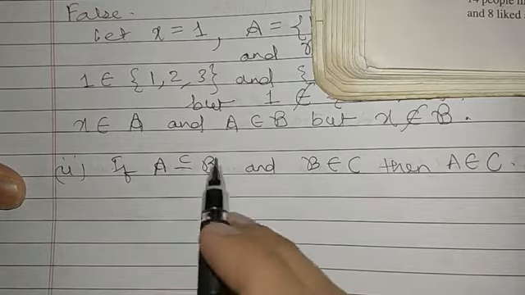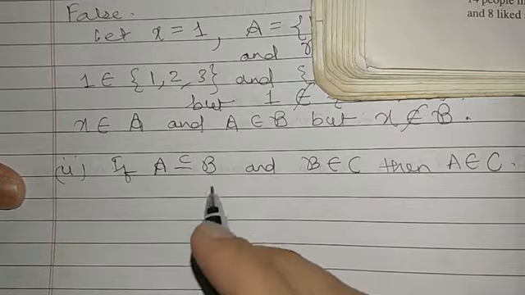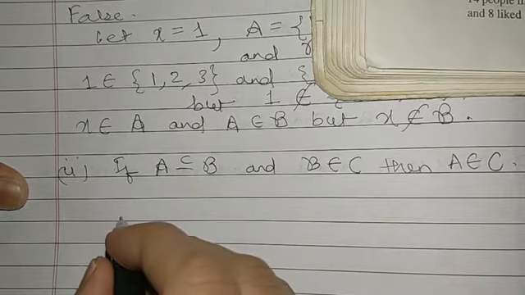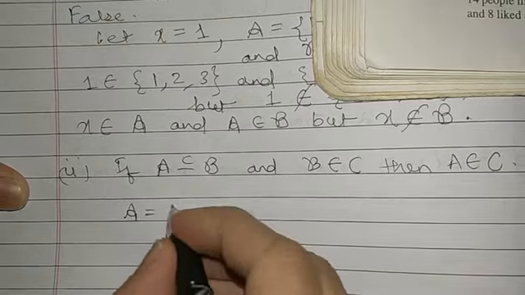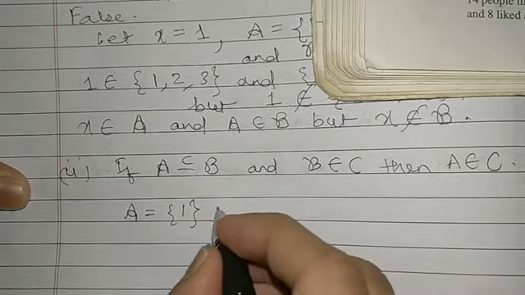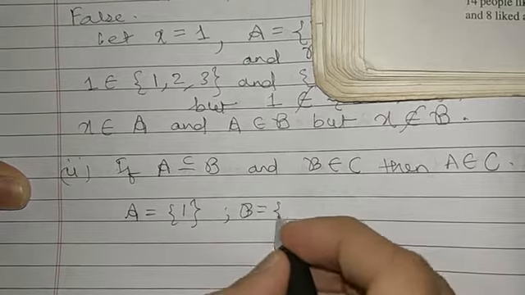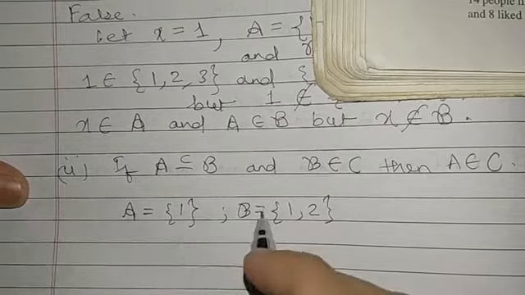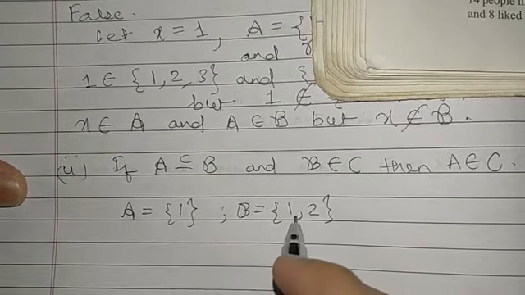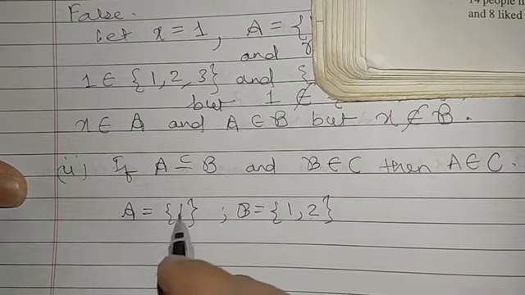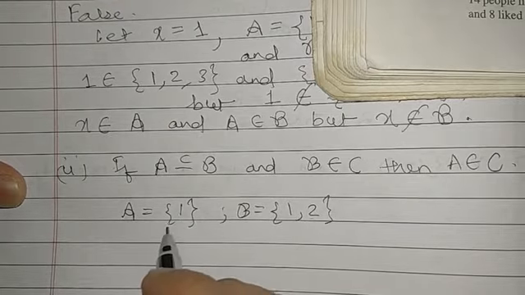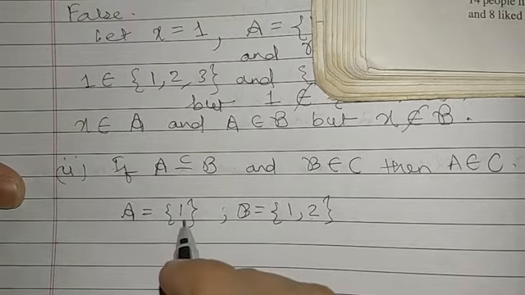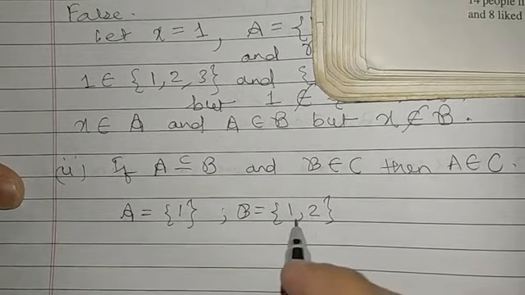Now if we take a set which is a subset of B, for example, A is equal to {1} and B is equal to {1, 2}, you can see that the set A is a subset of B. Every element of A is in the set B. 1, which is the element of A, is in the set B. So the singleton set {1} is a subset of B.